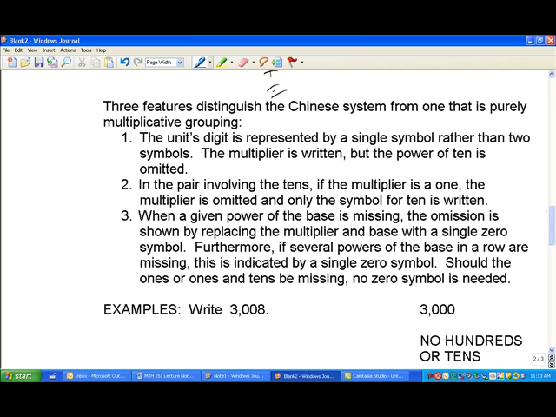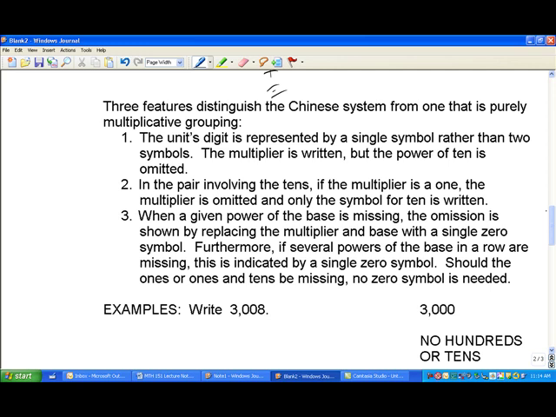The unit symbol is represented by a single symbol rather than two symbols. We just write the multiplier, but we don't write the 1. The power of 10 is omitted there. In the pair involving the tens, if the multiplier is a 1, the multiplier is omitted. So you just write the symbol 10.